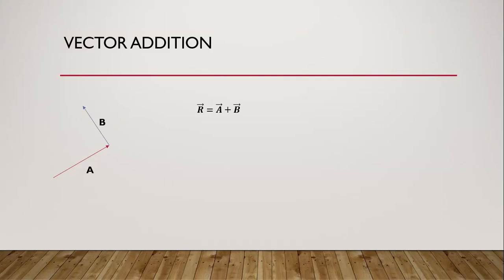So let's say we have vector r and we say that vector r is the sum of vector a and vector b. So I've drawn vector a and vector b here. Maybe I know their magnitudes and directions and I've drawn them out graphically here. What vector r would be is this vector right here from this point to this point, the tail of a to the tip of b.